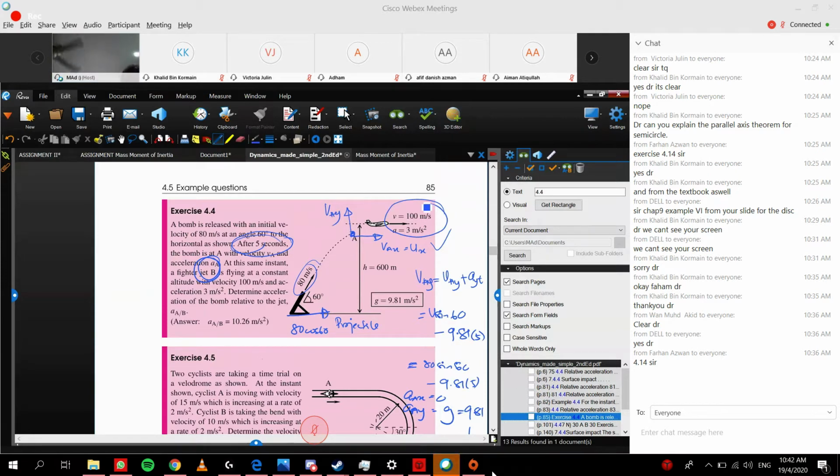Okay, acceleration of bomb relative to A. Basically, you are required to find A bomb relative to the jet. Basically, it's A B minus A jet. A B is given. A jet is G, 9.81. Then you get your ABG, and that's it.